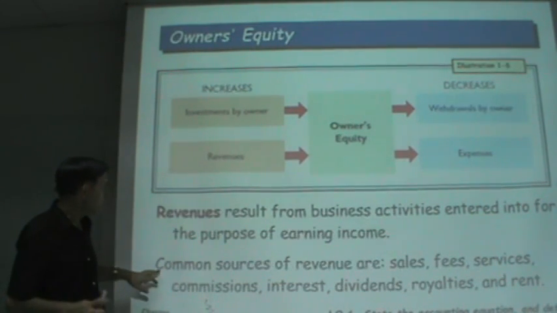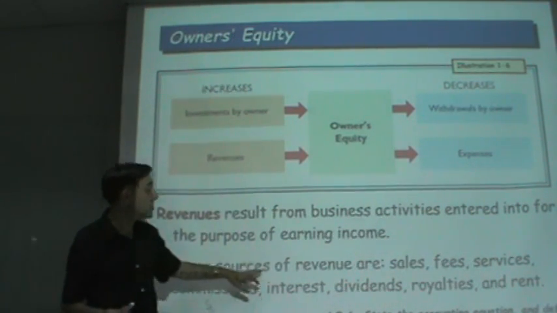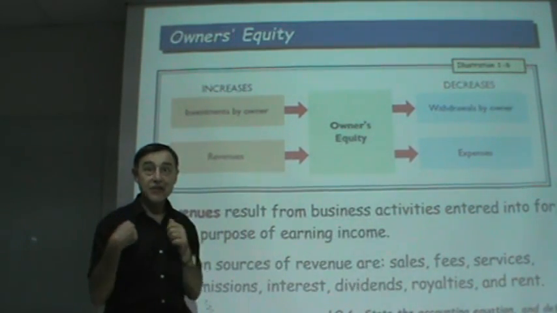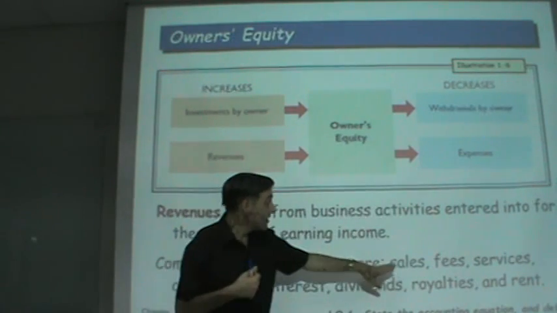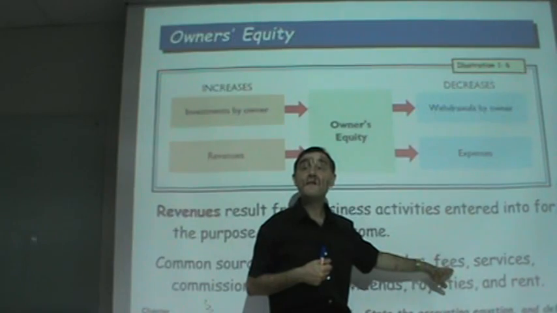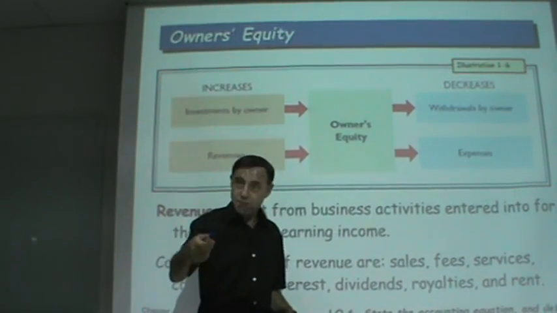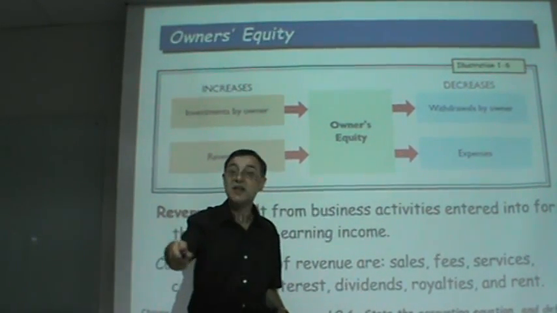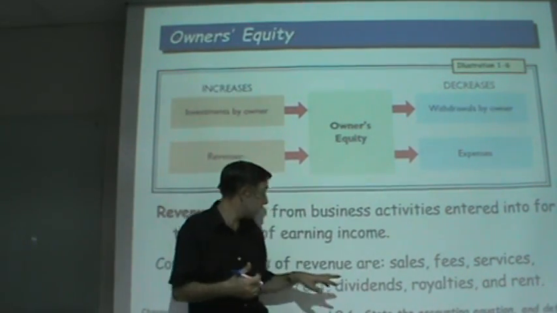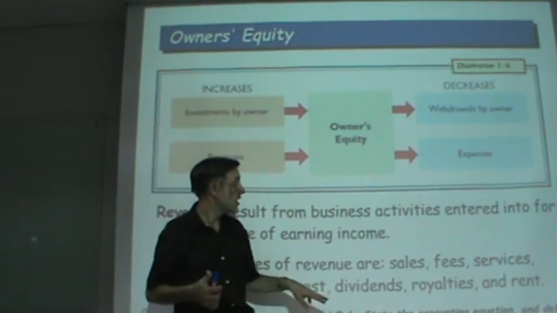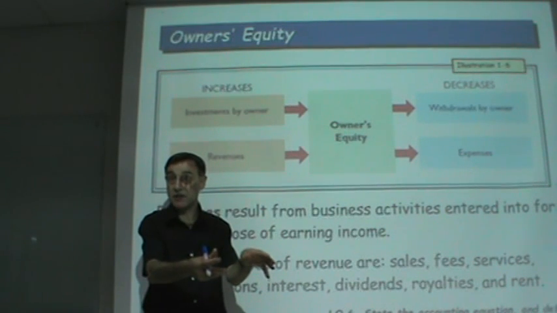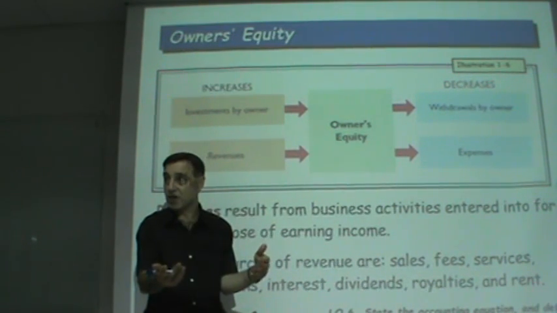Okay, so let's mention common sources of revenues. I already mentioned money received for a good or service. We call this sales. We also have fees, okay? You guys pay tuition and fees, okay? So tuition is also a type of revenue. Services, for example, a massage service, okay? That's a type of service.